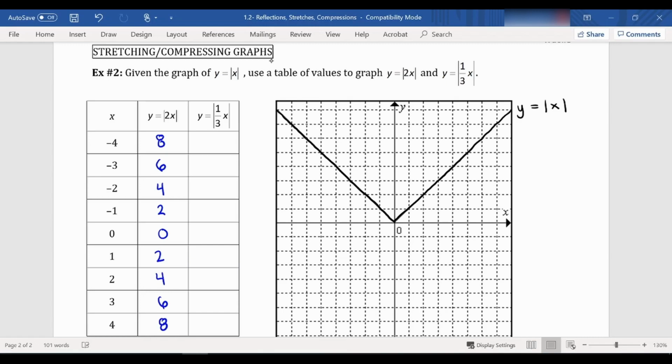So if I want to graph this, I've got a point at 0, 0. I've got a point at 1, 2. I've got a point at 2, 4. I've got a point at 3, 6. And 4, 8. And this reflects on the other side. And I can connect those points.